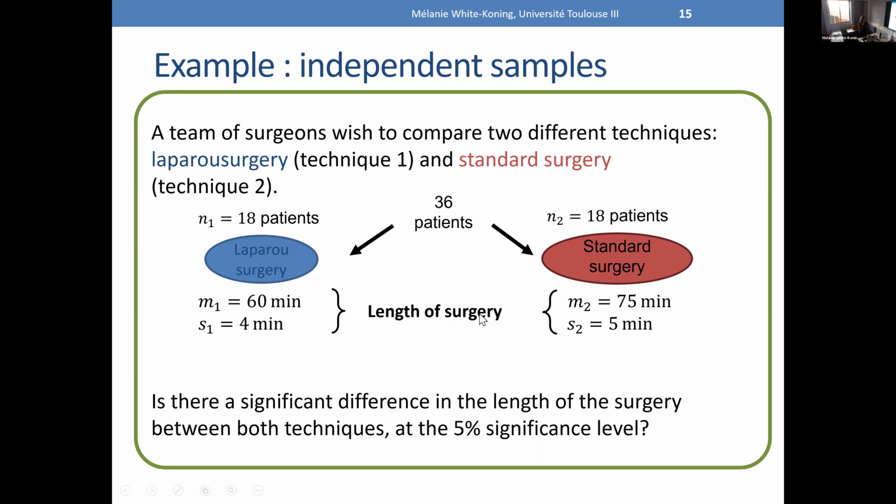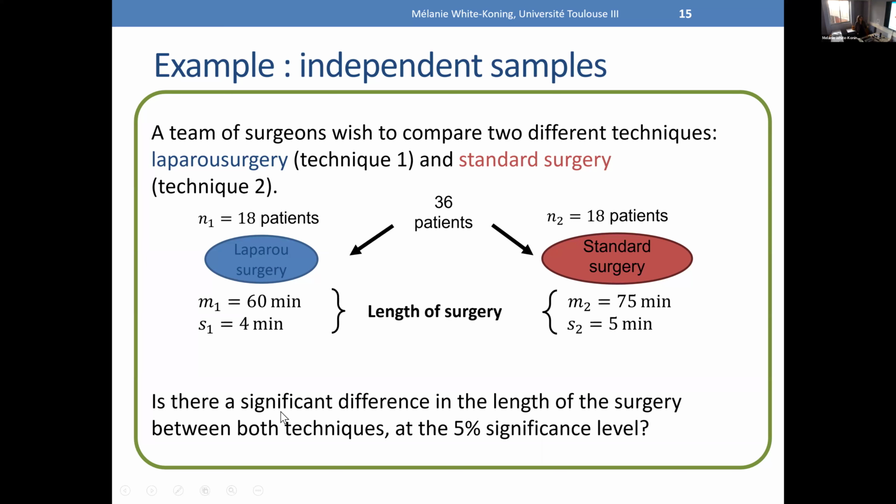And so here we're looking at the duration of the surgery. How long did the surgery last? 60 minutes on average for the 18 patients. You measure each surgery, how long did it last? The mean here was 60 minutes, and the standard deviation of the duration of the surgery was 4 minutes. And here it was 75 minutes with a standard deviation of 5 minutes.